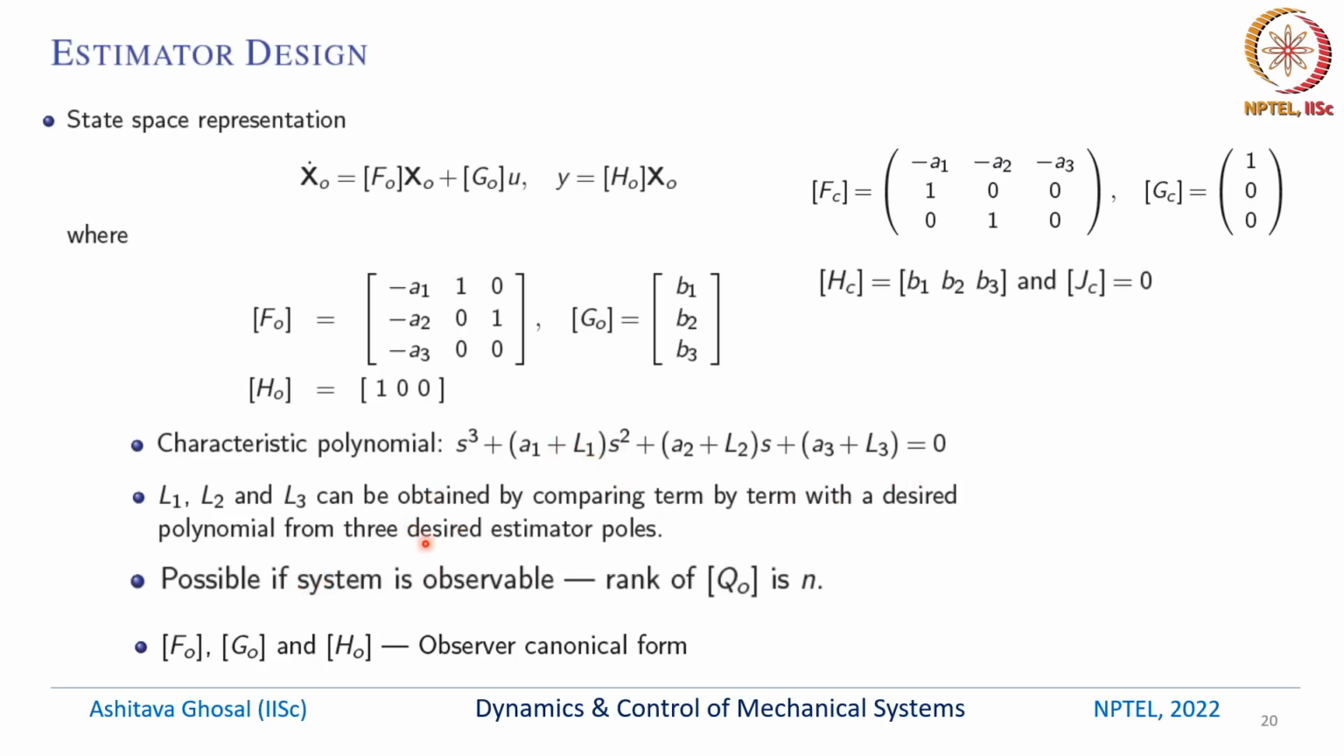And again, I have mentioned this, I have not proved this. You can see some advanced control theory book. So this is always possible if the system is observable, or the rank of this Q_O observability matrix is N. And because it is so easy to obtain the L1, L2, L3 or the estimator gains, F_O, G_O, H_O are called the observer canonical form.